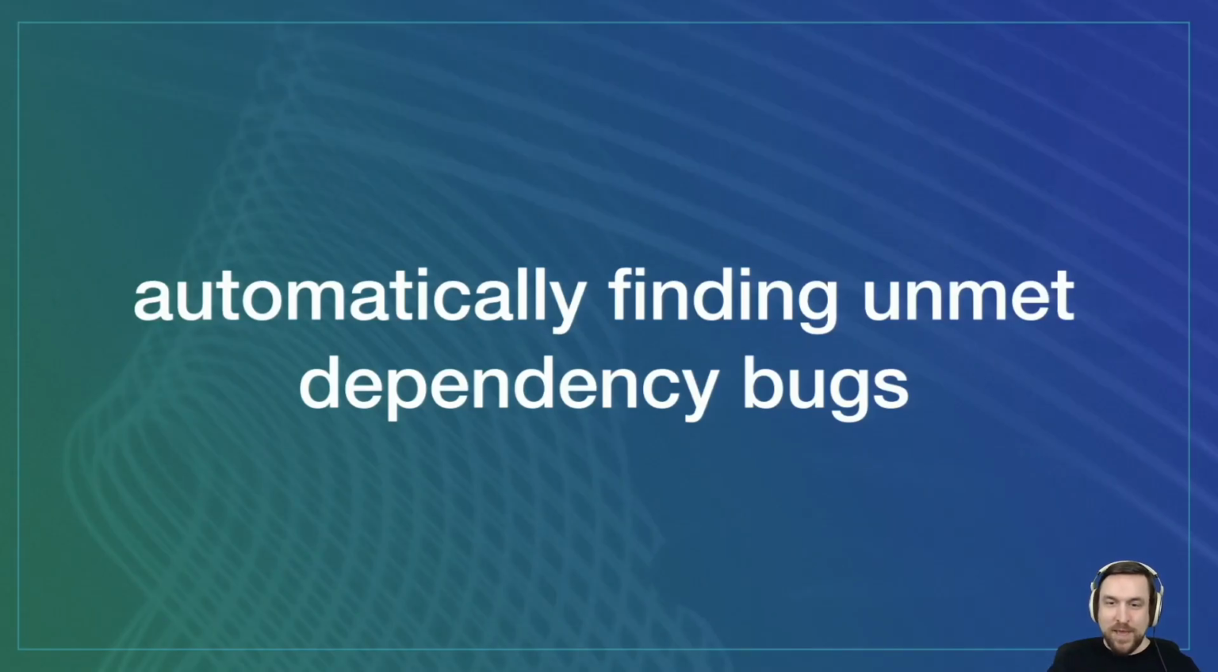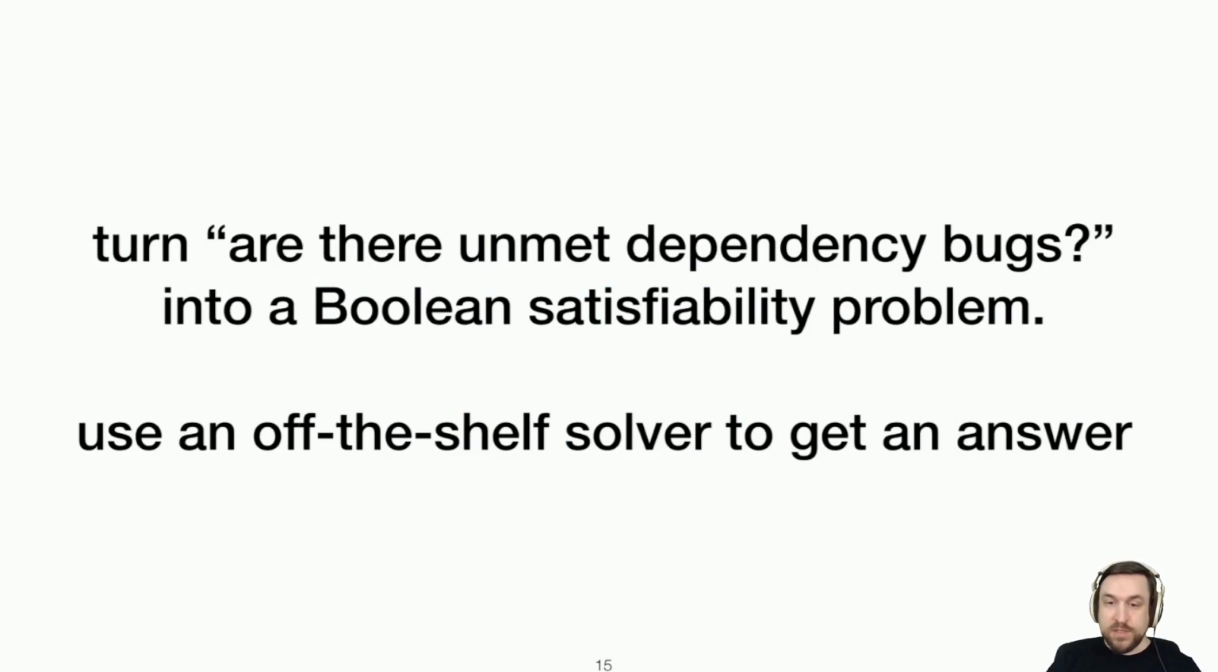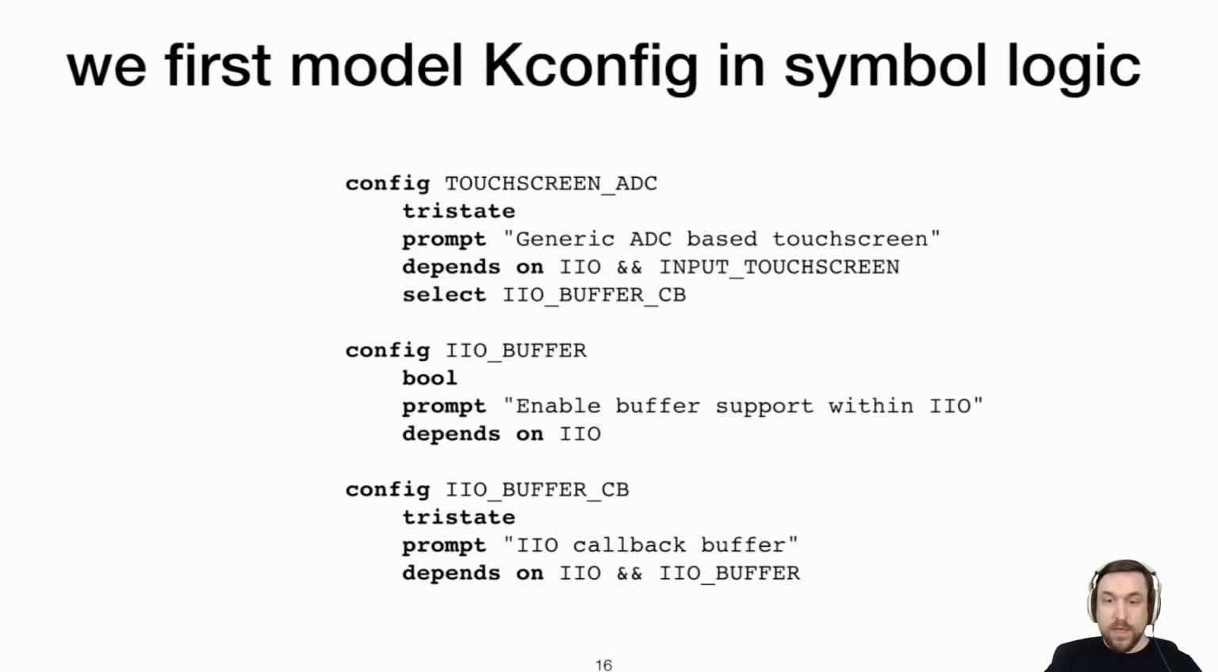Okay, so let's take a look at how we tackle this challenge of finding these unmet dependency bugs automatically. Our approach to solving this is to take this question of, are there unmet dependency bugs in this Kconfig source code, into a classic Boolean satisfiability problem? Because if we can do that, then we can leverage these existing solvers that can tell us an answer to Boolean satisfiability problems. So our first step to doing this is to model the Kconfig language as symbolic Boolean logic.